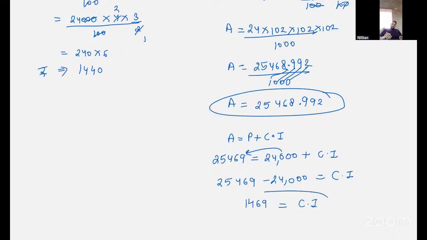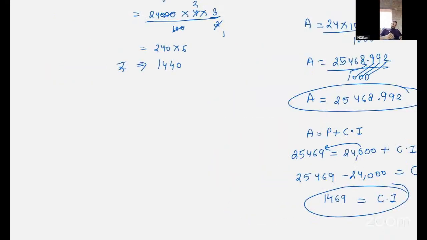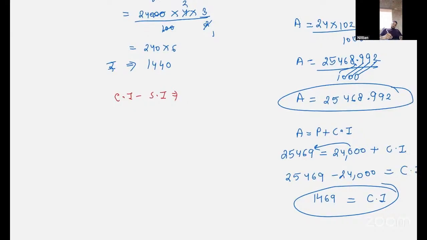Now we have to find the difference between simple interest and compound interest. So compound interest minus simple interest. Compound interest is 1,469 minus simple interest 1,440. So the answer will be 29. This is the answer. Everyone got this?